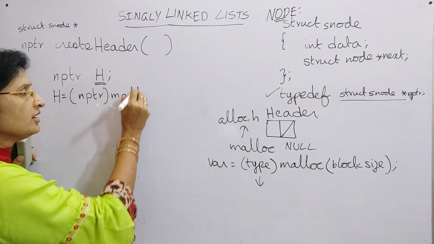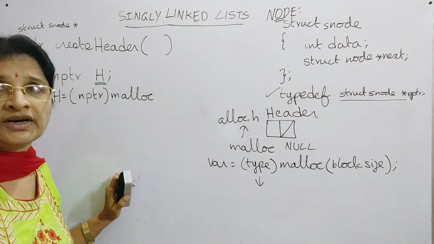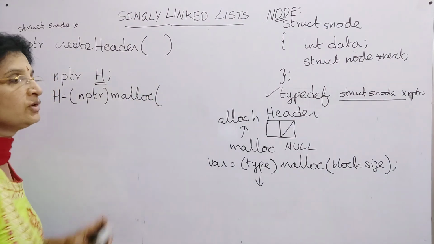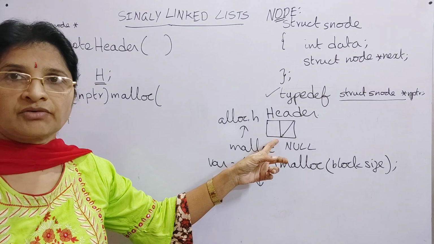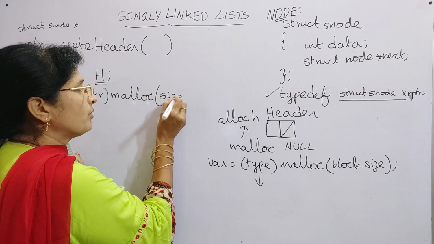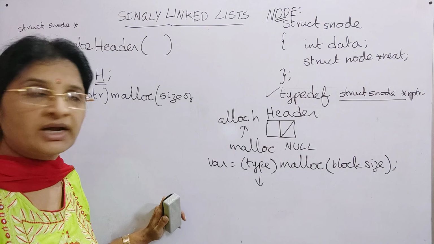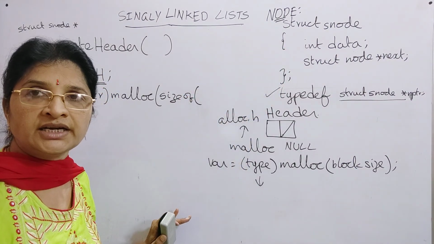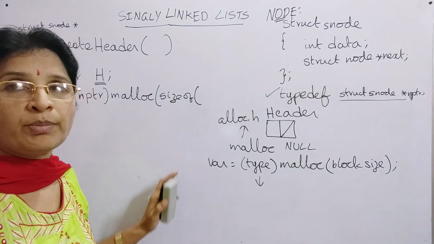Next you have to give the function name, that is malloc. And next you have to give the size that is required for your node. How can you know the size? You can use the sizeof operator in C language. How can you find the size of any data type? Just give the data type name within the sizeof operator.